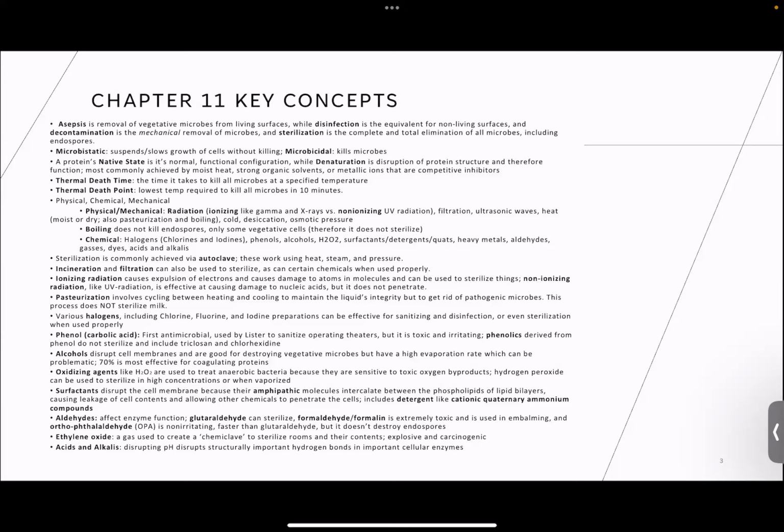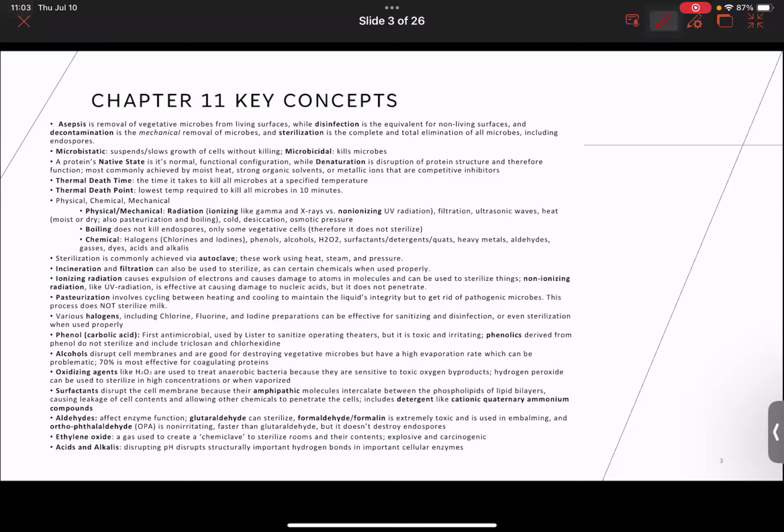But chapter 11 was our microbial control chapter. So, controlling microbes on surfaces, whether that's living surfaces or non-living surfaces. This one is a major one where we have a lot of terms going on with it. And so basically knowing your terms.